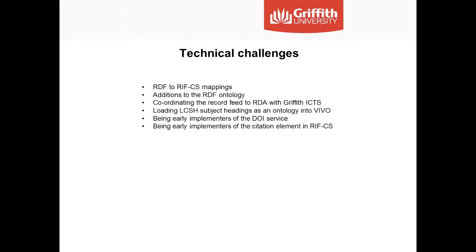Also, being early implementers of the DOI service, we encountered a few problems. The documentation was not up to date, and in the beginning the test environment was simply not working. We had to use the production environment for testing, and that was not a good solution, as when we wanted to conclude the testing and get proper production prefix DOIs, we had to get ANDS service staff to manually flip the switch, and then we were left without a testing environment, as the production environment would only produce production DOIs. Also, being early implementers of the citation element in RootsJS, we'll address this issue a little bit later in the presentation.